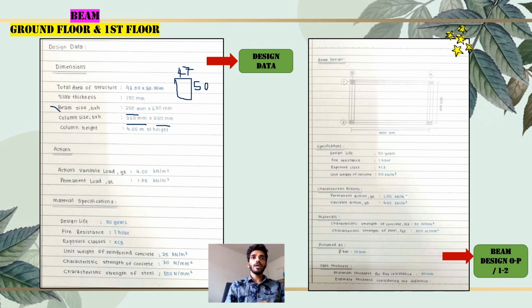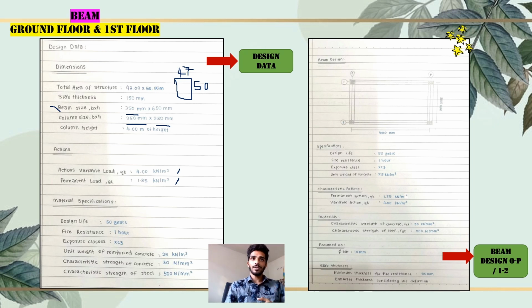Now we're going to identify the actions. We have two kinds of actions. The very first one is the permanent load and also the variable load action, which are known as GK and QK. QK stands for the variable load and GK stands for the permanent load. So we have QK as 4.00 kilonewton per square meter, and the permanent load GK as 1.35 kilonewton per square meter. So these are the two things that we have identified.